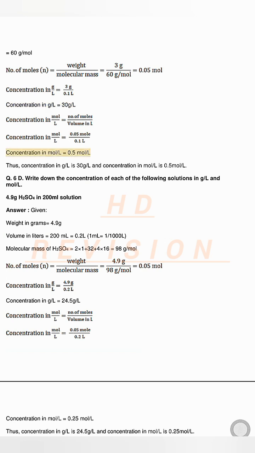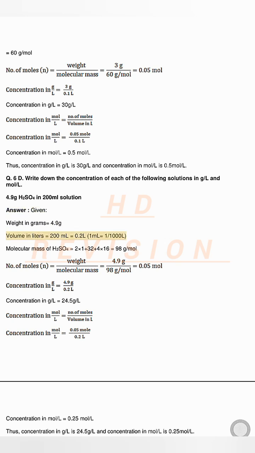Concentration in mole per liter equals 0.5 mole per liter. Thus, concentration in gram per liter is 30 grams per liter and concentration in mole per liter is 0.5 moles per liter. Q6D. Write down the concentration of each of the following solutions in gram per liter and mole per liter. 4.9 grams H2SO4 in 200 milliliter solution. Answer. Given. Weight in grams equals 4.9 grams.